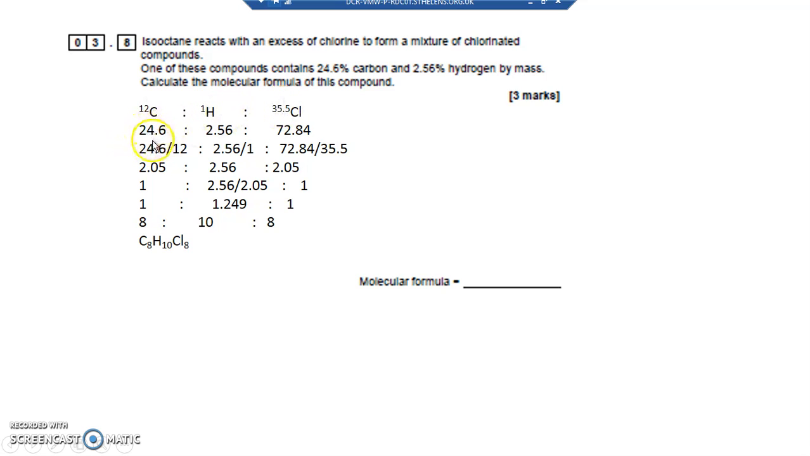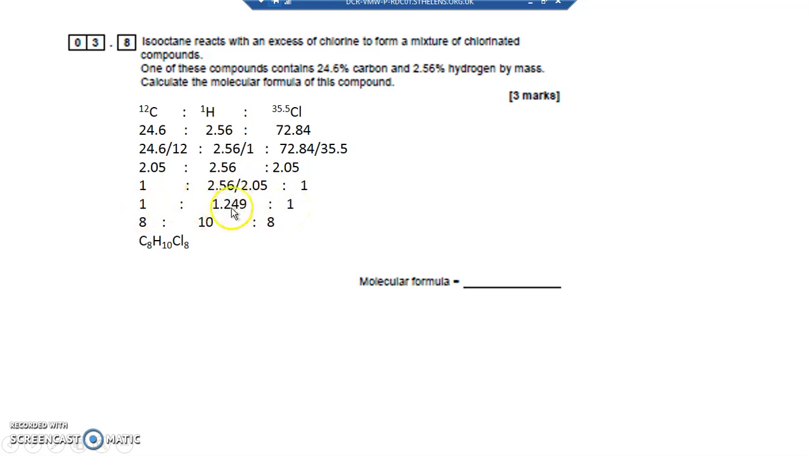I divide by the relative atomic mass of each of them. So 24.6 divided by 12, 2.56 divided by 1, and 72.84 divided by 35.5 gives me the ratio of the number of atoms: 2.05 to 2.56 to 2.05. I divide by the smallest, so I divide by 2.05. That's always the way that I solve this. So it's 1 to 2.56 divided by 2.05 to 1, so 1 to 1.249 to 1.